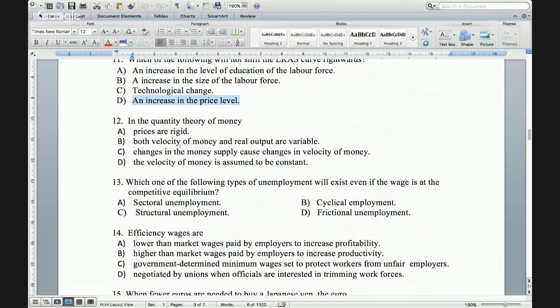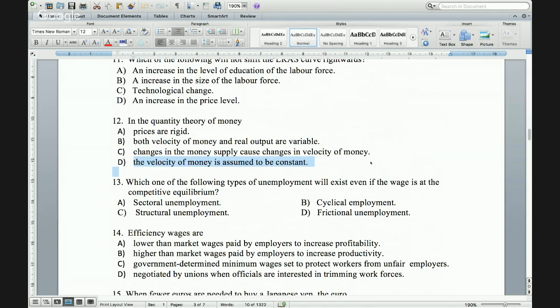Prices are rigid, velocity of money and real output are variable. Changes in money supply causes changes in velocity of money. The velocity of money will be constant. Okay, your answer here is D, option D. The velocity of money is assumed constant.